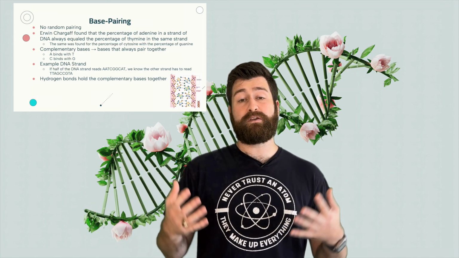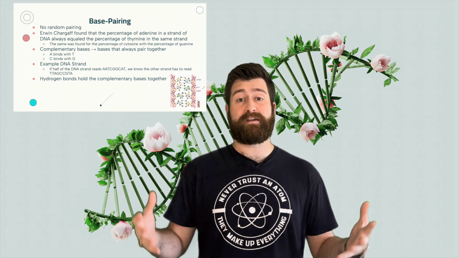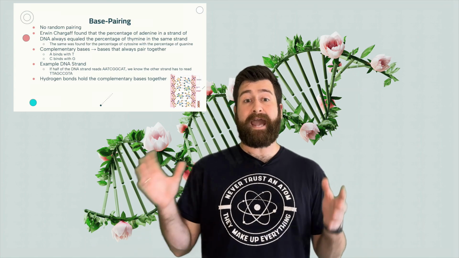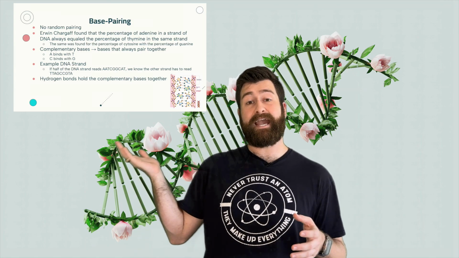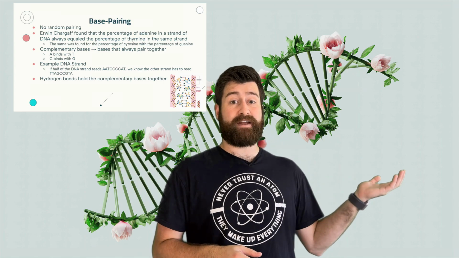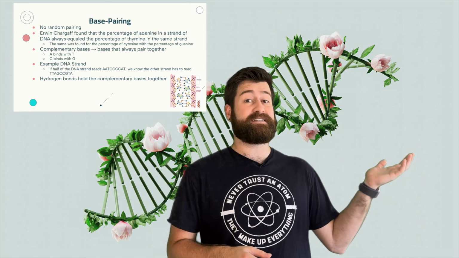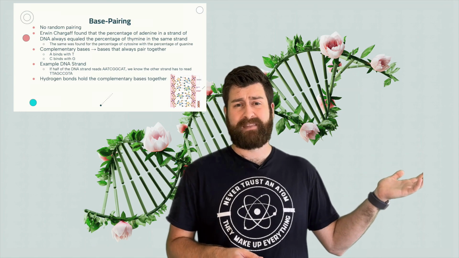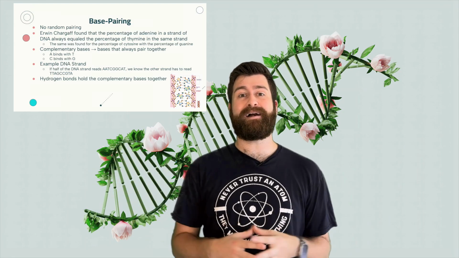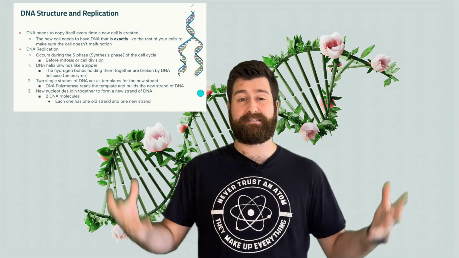This information can be used to determine what the other DNA strand reads if you only know one side. If we know half of the DNA strand reads AATCGGCAT, then we know that the other strand has to read TTAGCCGTA. But what holds these bases together in a pair? It's hydrogen bonds.